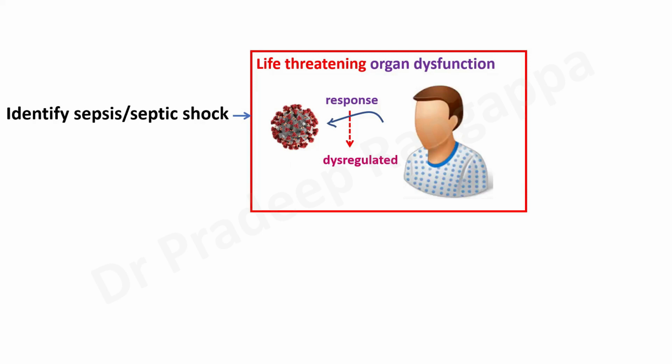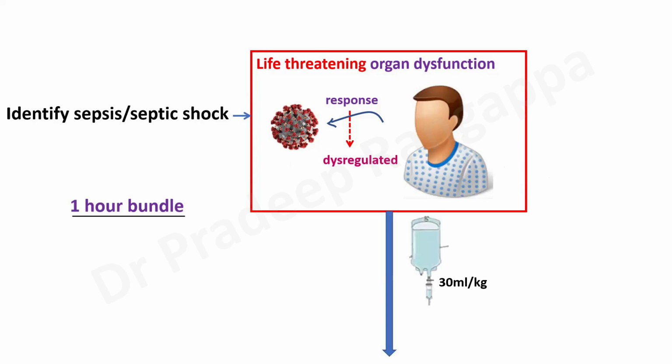So the definition is, as you know, a life-threatening organ dysfunction due to dysregulated host response to any infection. It can be a viral infection or it can be a bacterial infection. And largely for sepsis and septic shock, we follow the Surviving Sepsis guideline to create protocol.